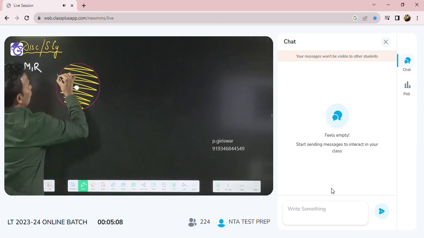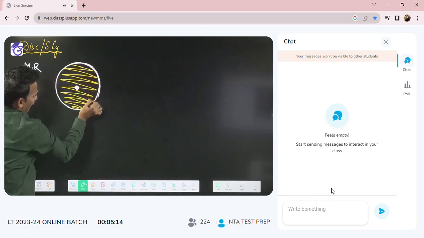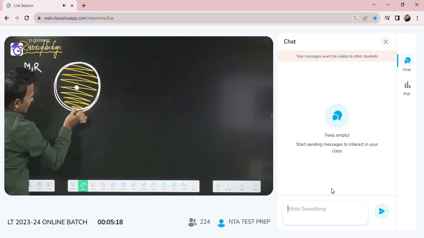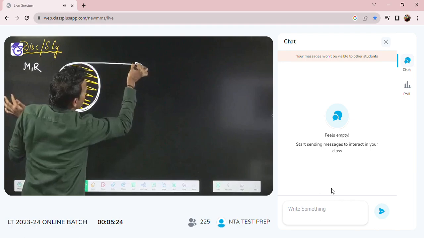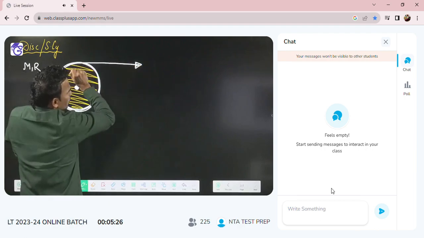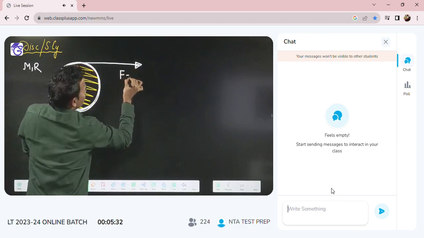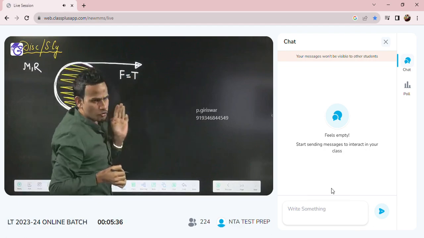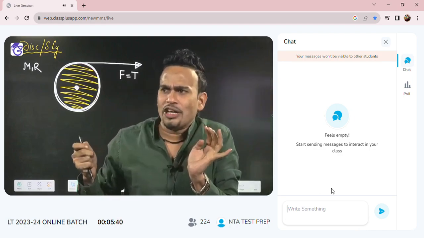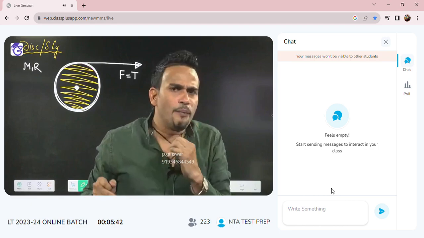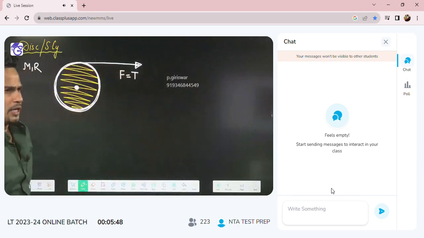Now they will say over this disk I am wrapping one string. One string I have wrapped over this disk or solid cylinder, and I am going to pull this string with force F. You know this force F will be the same as the tension in the string. Tell me, if you pull the string like this with tension T, what will happen to the disc?